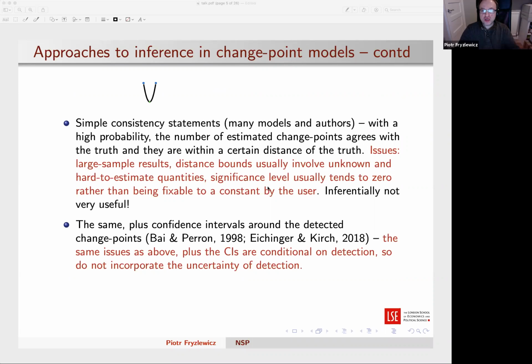Good. So now, some people on top of this also provide confidence intervals for change point locations around previously detected change points. So it's the second bullet point on this page. Now these are all very well, but these are confidence statements conditional on detected change points. So they are not unconditional. They are conditional on my detection process. So once I detect my change points, then I build my conditional confidence intervals. Okay. So also it doesn't incorporate uncertainty of detection, this kind of statement. Okay, very good.